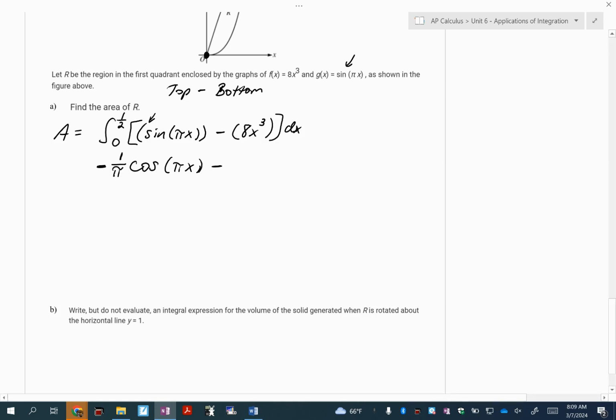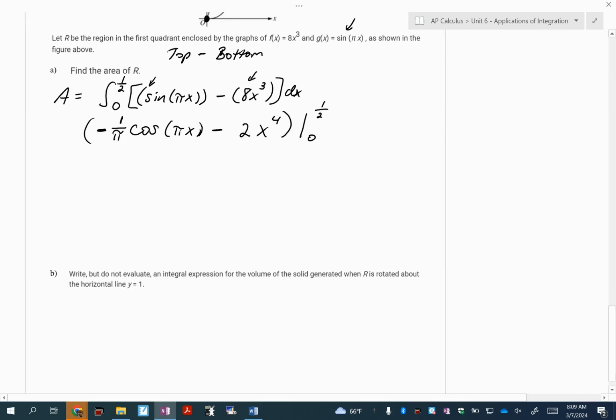And then let's do the antiderivative of x cubed. An x cubed would be x to the 4th power. So what number times 4 would give me 8? That would be 2. You could also think the reciprocal of 4 is 1/4. There's already an 8. 8 times 1/4 is 8 over 4, which is 2. That also works. So that's the antiderivative evaluated at 1/2 and 0 would give me the area.